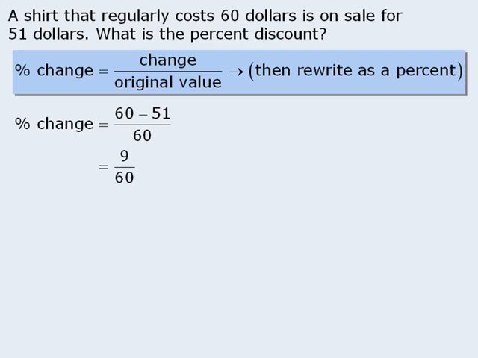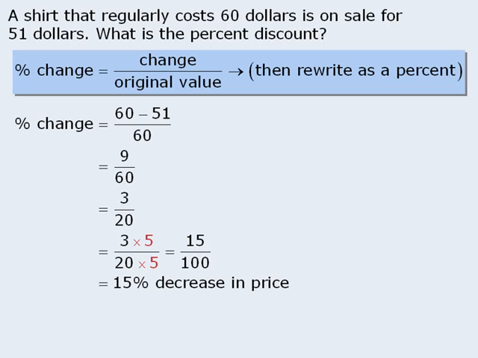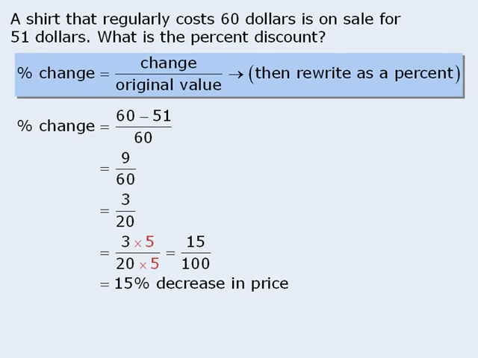At this point, our task is to convert this fraction to a percent. One option is to perform long division and then take the resulting decimal and convert it to a percent. Another option is to first simplify 9 over 60 by dividing top and bottom by 3 to get 3/20ths. From here, if we multiply the numerator and denominator by 5, we get the equivalent fraction 15 over 100. Since 15 over 100 is equal to 15%, we can see that the price decreased by 15%.